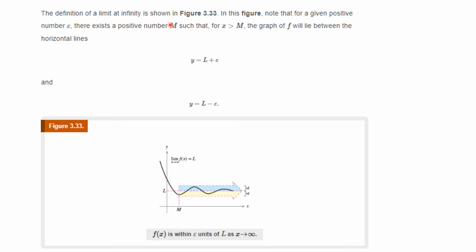The definition of a limit at infinity is shown in this figure. We pick an epsilon greater than 0, so we go up here to L plus epsilon and down here to L minus epsilon. Then there's a positive number m, and we have to find m. It can depend on epsilon, such that whenever we're bigger than m, even though you see there's some wiggling here, the functional values, the y values, stay within epsilon of L. Again, f of x is within epsilon units of L as x goes to infinity.